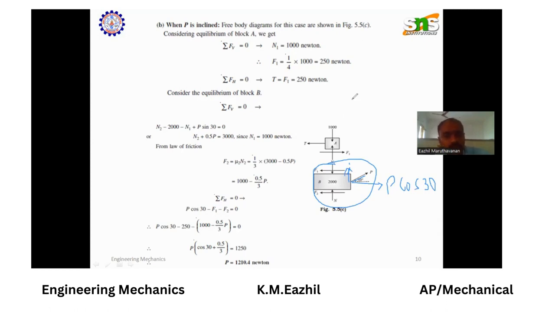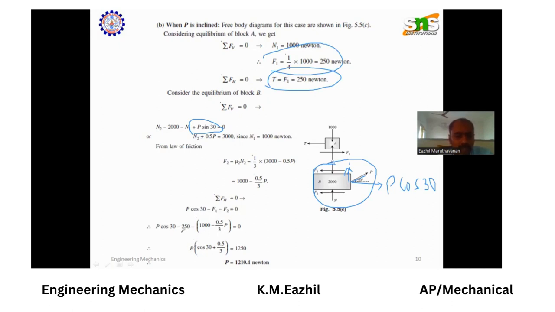For block A, the values will be the same as the previous problem. We get F1 as 250 Newton and T also as 250 Newton. While solving the problem for block B, we have to consider the vertically resolved and horizontally resolved components. So N2 minus 2000 minus N1 plus P sin 30 is equal to 0. So we get the equation N2 plus 0.5P is equal to 3000 by substituting the value for N1. Similarly, for the horizontal component, while resolving, we get the equation P cos 30 minus F1 minus F2 is equal to 0.